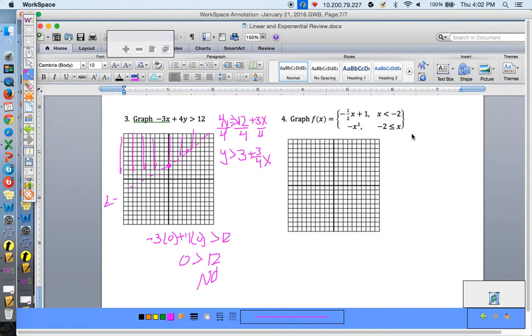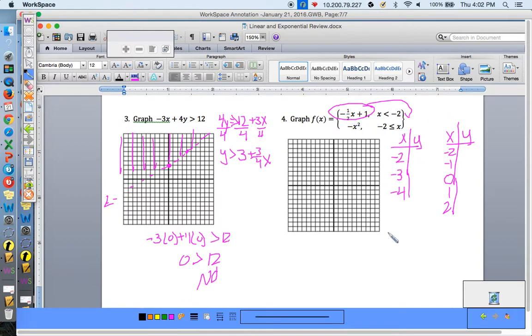Then we have to graph this one. So let's make our table here for this top one. x is less than negative 2, so we always put in our boundary, negative 3, negative 4. Our bottom table, negative 2, but it's greater, so negative 1, 0. Maybe add a few more since it's a quadratic here. So let's plug that in.